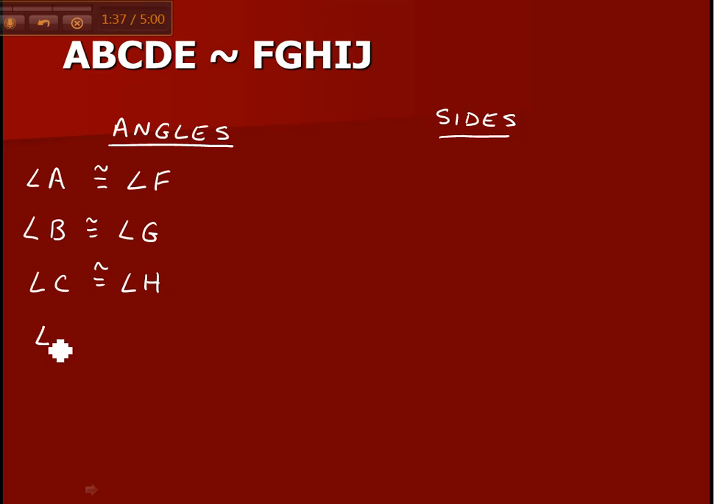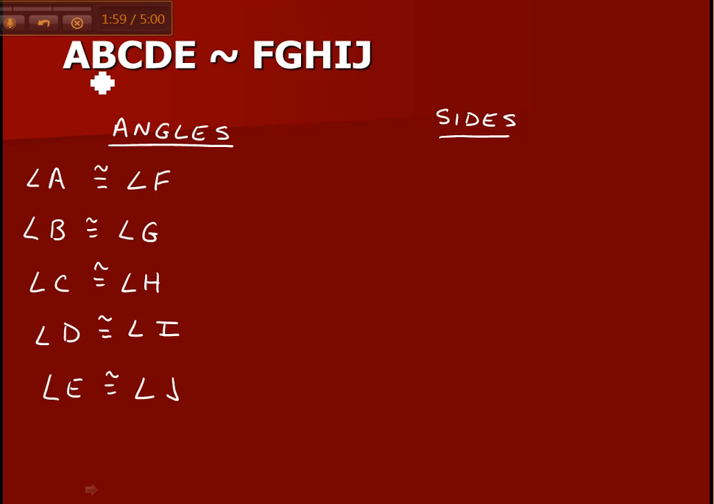Angle D is congruent to angle I. And finally, we know that angle E is congruent to angle J. So as we said, the corresponding angles are congruent, but our definition told us that the corresponding sides are in the same ratio. So we have to match up the sides that go together.